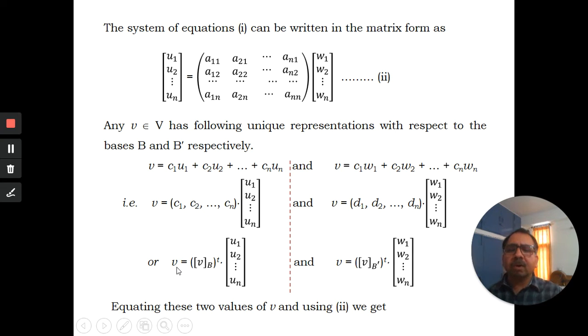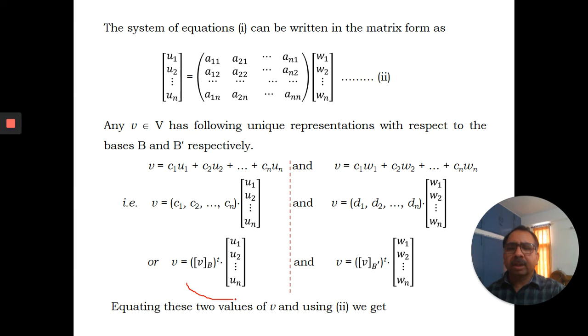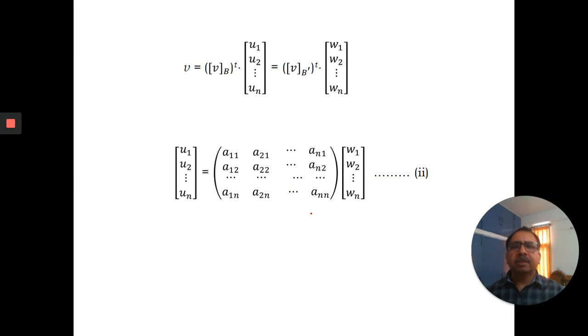So we have got two different representations of the vector V. One representation is this, and another representation we have got is this. The first one is with respect to basis B and the second one is with respect to basis B dash. We shall equate these two representations of V and use this relation between the bases U1, U2, ..., Un and W1, W2, ..., Wn. So we get this one.